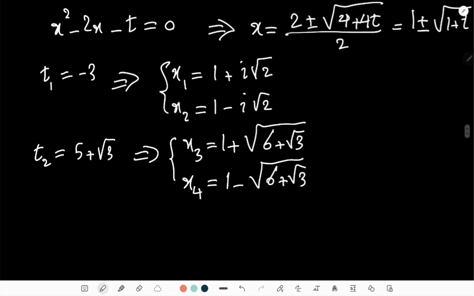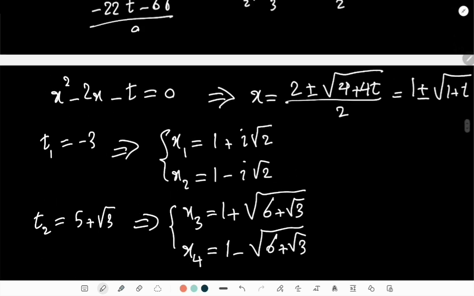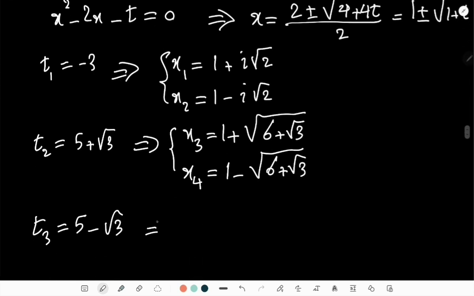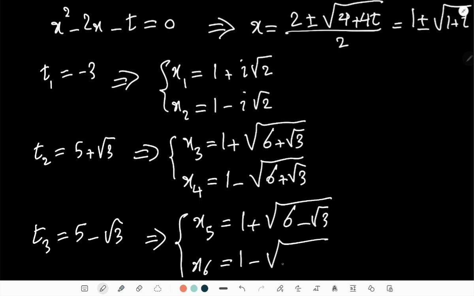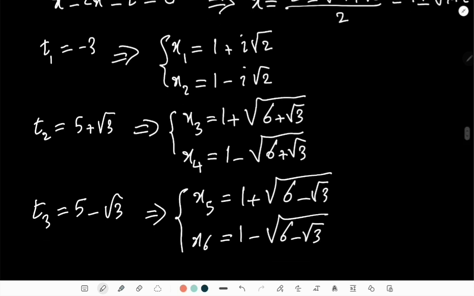And then if we take t₃ to be 5 − √3, I get 2 more roots: x₅ equals 1 + √(6 − √3), and x₆ will be 1 − √(6 − √3). So I have 4 real roots and 2 complex roots.